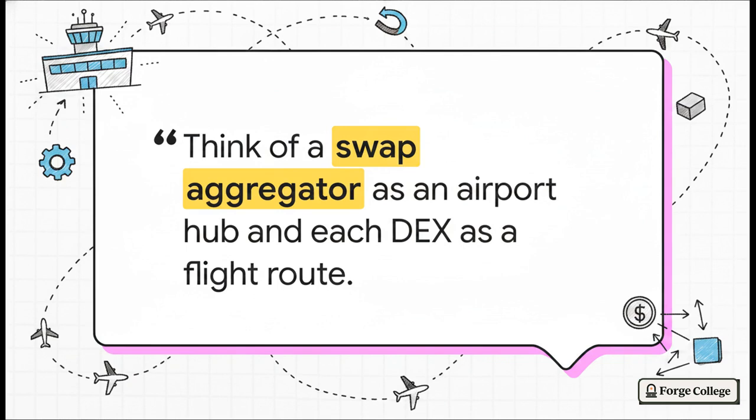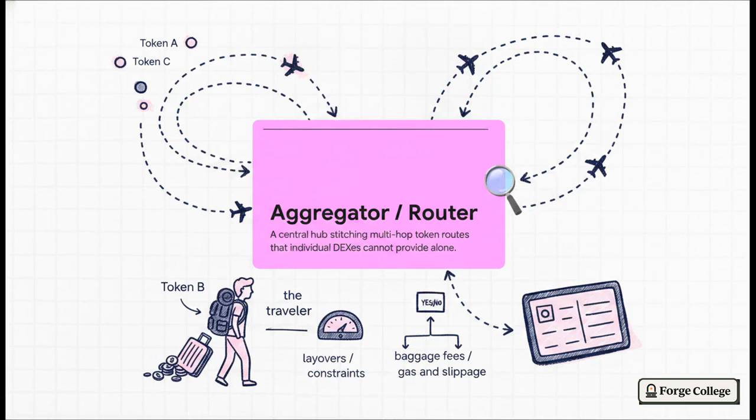When you want to trade token A for token B, you definitely don't just blindly trust one single airline and cross your fingers they have a direct flight, right? No way. You check the hub's schedule to find the absolute fastest, cheapest, or most reliable itinerary. So in this setup, we have a really clear separation of responsibilities. The aggregator, that central hub, stitches together these multi-hop token routes. It might find a path from token A to token C and then to token B, which a single DEX literally couldn't do on its own.